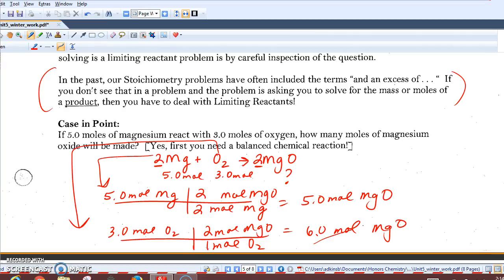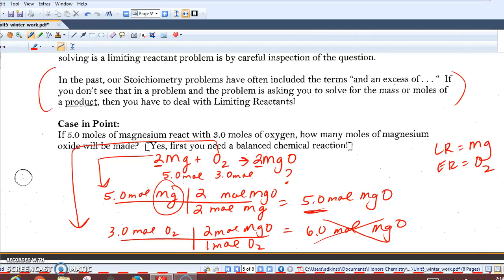As much as we would love for this to happen, it doesn't happen. We have to take the lower amount. And the reactant that produces the lower amount is called our limiting reactant. So that means that our LR here is Mg, and our ER, or our excess reactant, is O2.